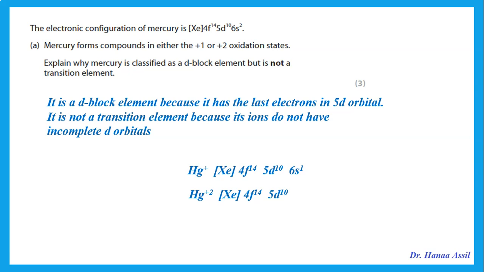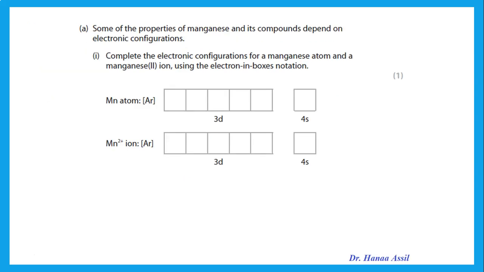So it is D block because it has electrons in the d orbital. The last electrons are in the d orbital. It's not transition because its ions do not have incomplete d orbitals.